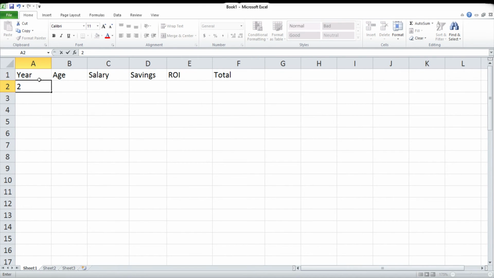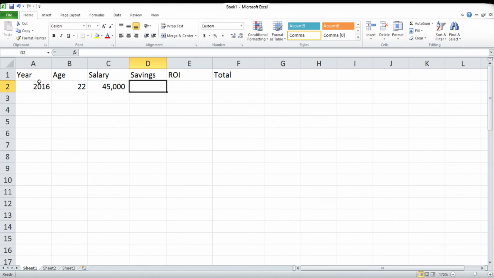So let's just take a hypothetical person who graduates college in the year 2016. They are 22 years old. They make $45,000 a year in salary, and then out of that $45,000 a year, they're going to save 10% of it. ROI, the return on investment, they don't have any investment in the first year, so again, in simplified models we say that there's no ROI, then the total is just going to be the amount they saved. So they saved $4,500 a year, they're doing great.